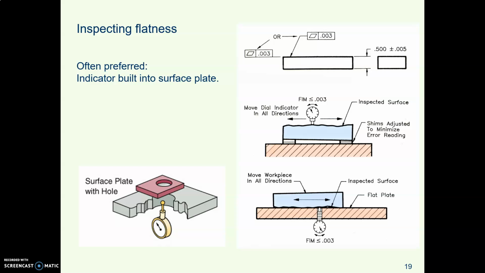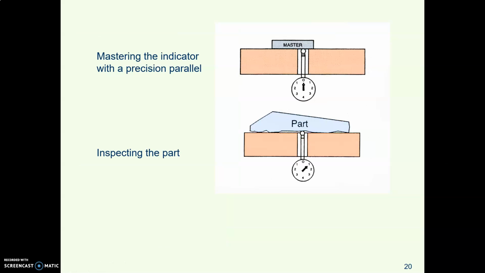If a company makes a large quantity of these parts, what they will do is make a tool. They'll make a very flat surface plate with a hole in it, and the dial indicator will come up through the hole, and then they will move the part to be inspected back and forth over that hole and watch the indicator reading on that dial indicator. That's probably the easiest way.